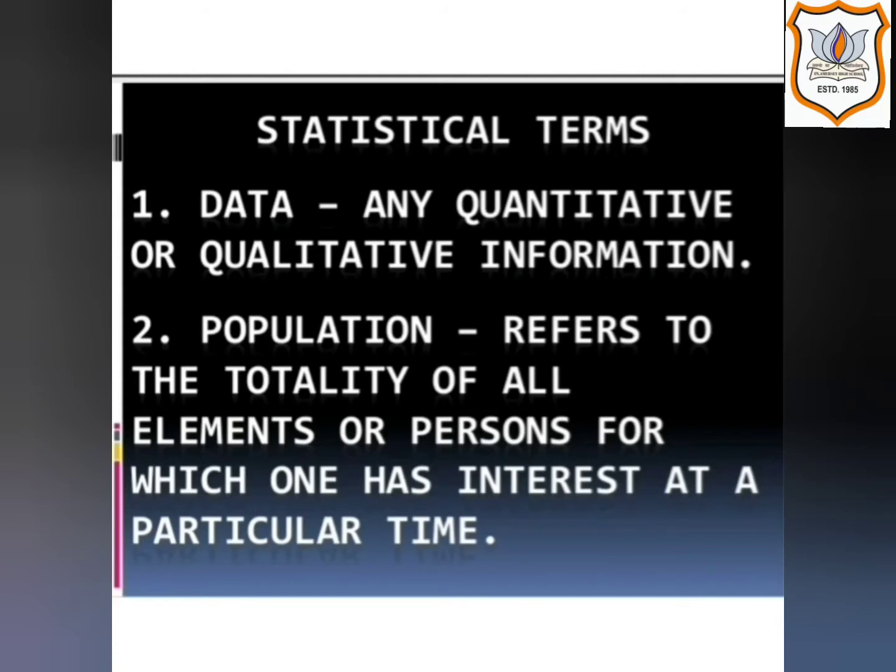Second is population, which refers to the totality of all elements or persons for which one has interest at a particular time. So in simple language, we can say that population means a group of all the units under study. Suppose you want to know the total number of students studying in school, so that total number of students will be the population, and if the total number of students in school is 2000, that will be the size of population. The size of population is denoted by capital N. So the total number of units contained is called the size of population.